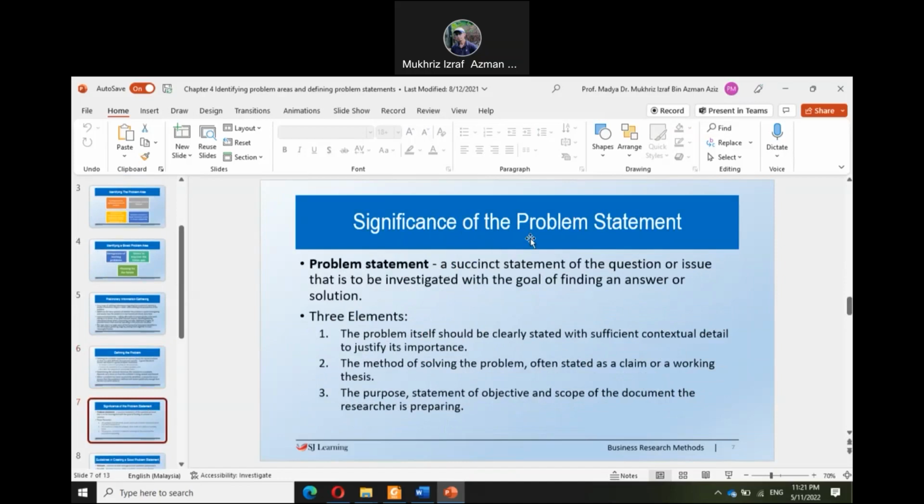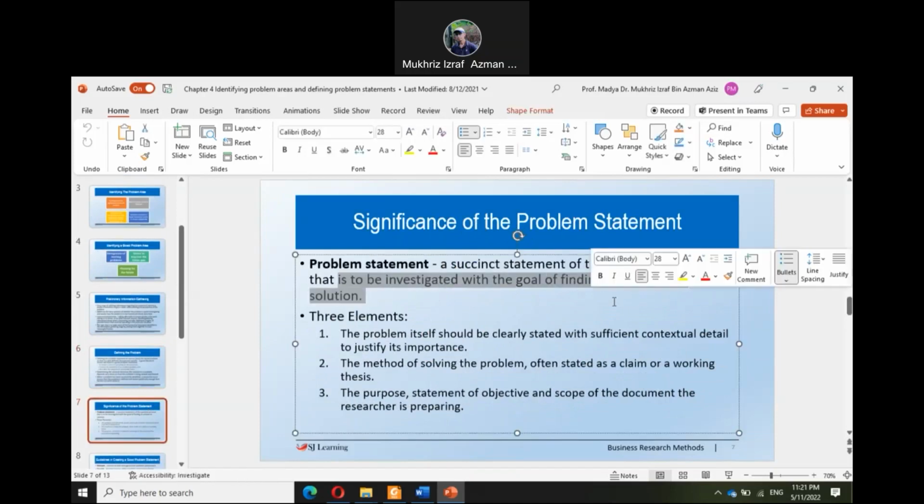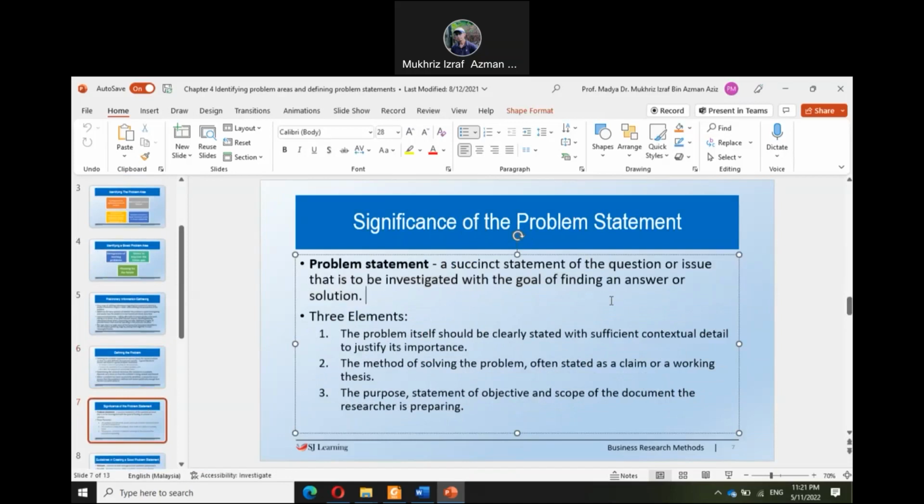First, of course, what is the definition of a problem statement? You can find different definitions in other textbooks, but generally it is a statement of the question or issue that is to be investigated, that you want to study, with the goal of finding an answer or a solution. So that is basically what a problem statement is all about. It is a statement, that's why we call it penyataan masalah in Malay.